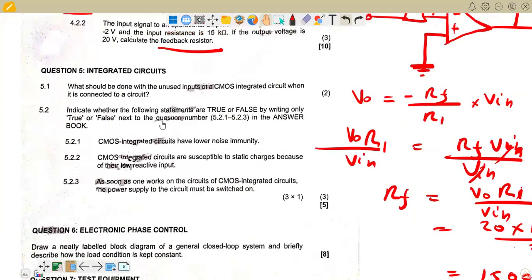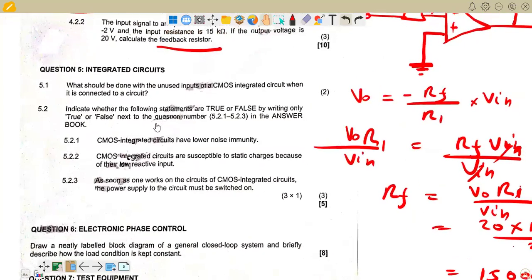Saying what should be done with the unused or unutilized inputs of a CMOS integrated circuit when it is connected to the circuit. They must actually be connected to the VDD or to the VSS. That's where they must be connected.